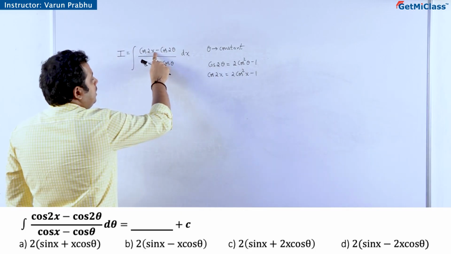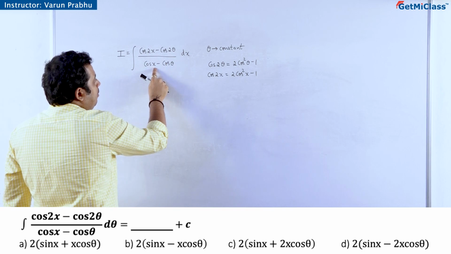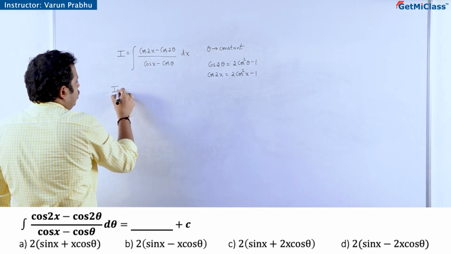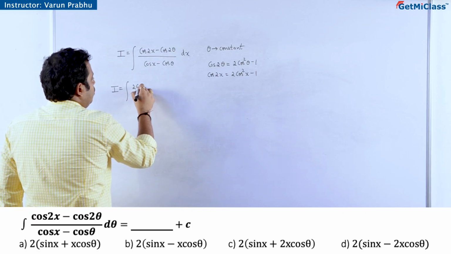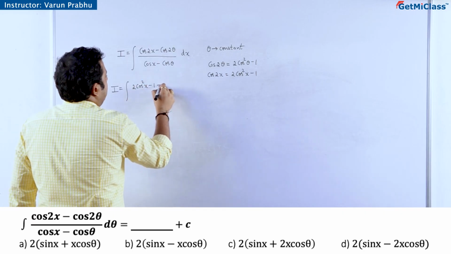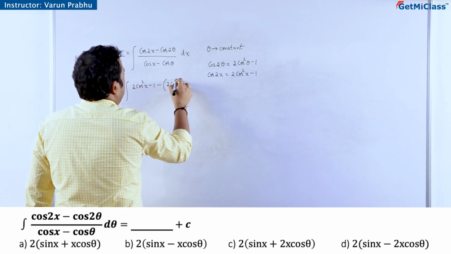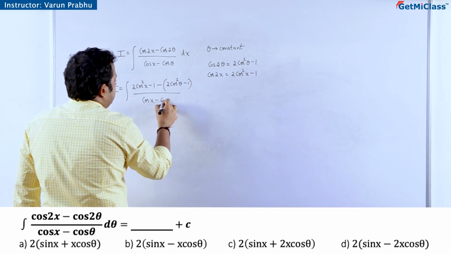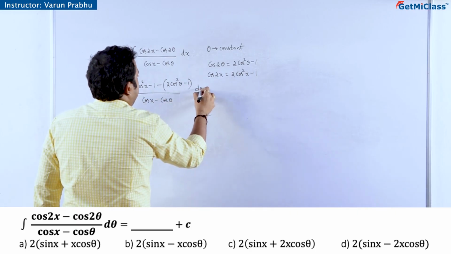Same way, cos 2x is equal to 2 cos squared x minus 1. Why? What is the logic? Because the numerator is a double angle, the denominator is a linear angle, so directly you cannot solve the problem. So can we not write cos 2x as 2 cos squared x minus 1, minus the whole of 2 cos squared theta minus 1, whole divided by cos x minus cos theta, times dx.